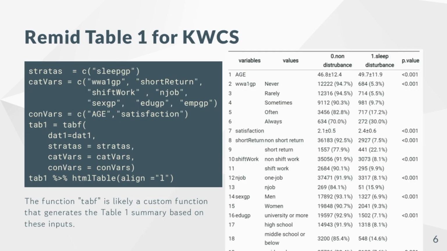The code is specifying that the variables should be stratified by the single variable Sleep GP, and that the categorical variables are WWA1 GP, Short Return, Shift Work, NJob, Sex GP, EDU GP, and EMP GP, while the continuous variables are AGE and Satisfaction. The function TAF is likely a custom function that generates the Table 1 summary based on these inputs. Finally, the HTML table function is being used to output the results in an HTML table format, which can be easily viewed in a web browser or other software that can render HTML tables.